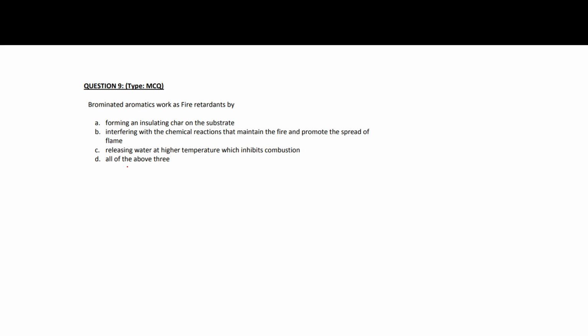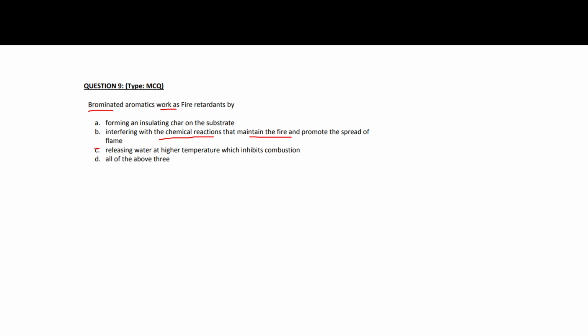Now, any chlorinated compound or brominated aromatic works as a fire retardant. So how does it work? Forming an insulating char on the substrate, interfering with the chemical reactions that maintain the fire and promote the spread of the flame, releasing water at high temperatures which inhibits combustion, or all three.